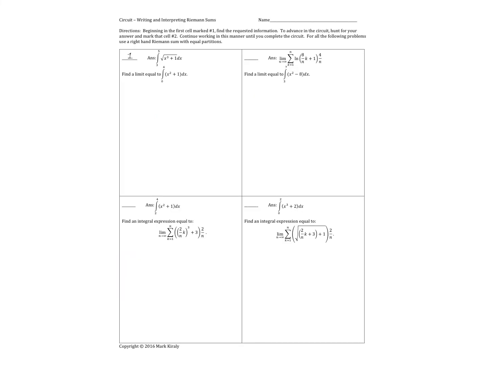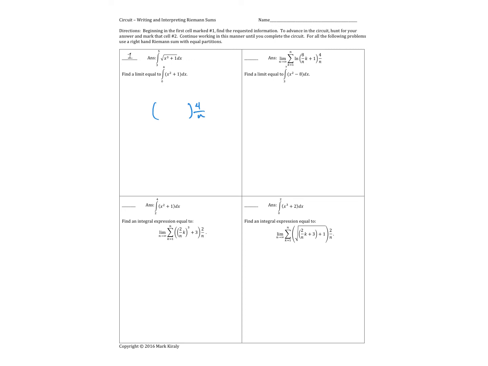I'm going to skip a little bit here to kind of just go a little bit quicker. I think you guys are probably going to be comfortable with it in a little bit. All right, so on this first one, what goes out front? 4 over n, right? Yes? All right. And then what would be my x sub i? 4 over n i plus 0, right?